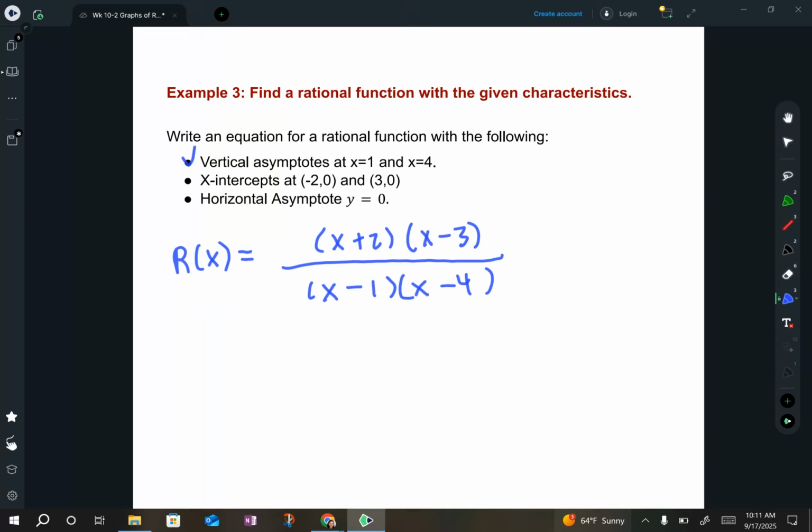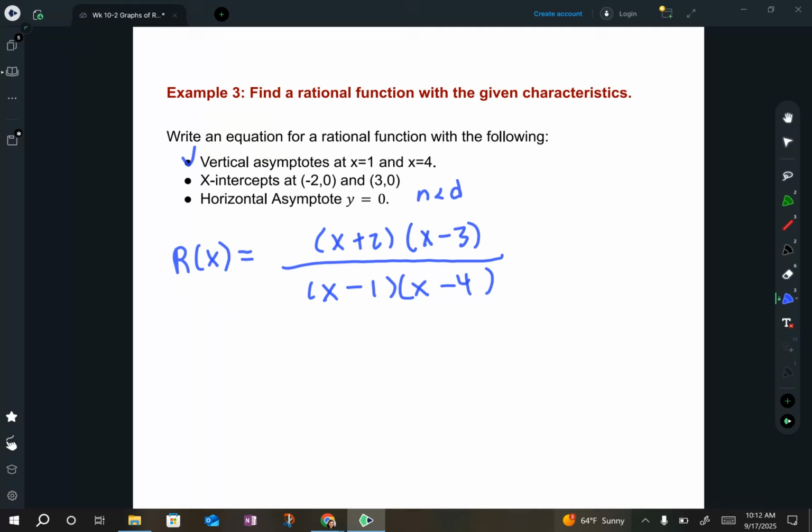Well, how do we have a horizontal asymptote of y equals 0? When does that happen? That happens when the degree in the numerator is smaller than the degree in the denominator. As we have it right now, our numerator is degree 2 and our denominator is degree 2. Those are both quadratics, so we can't have that. We won't have a horizontal asymptote at 0.